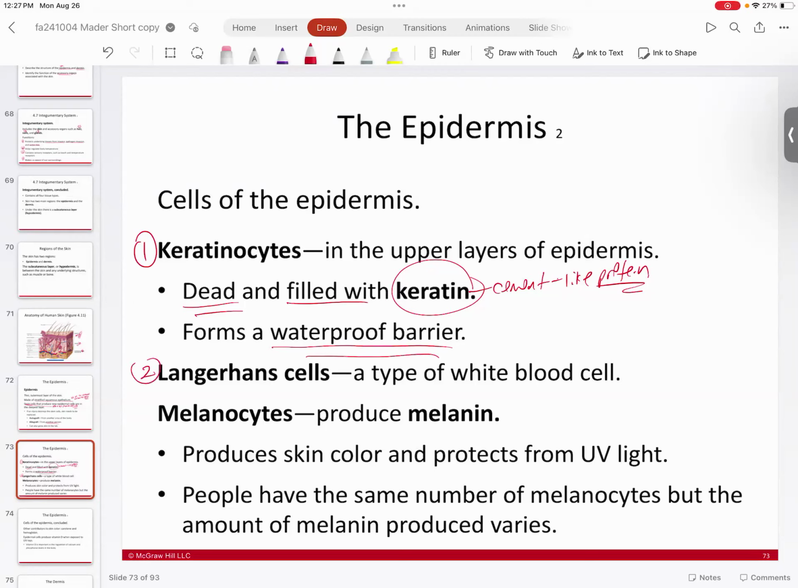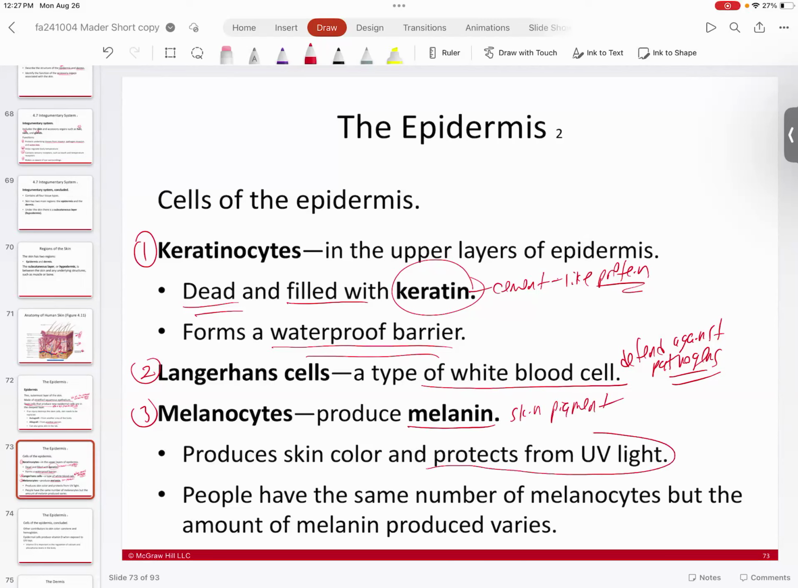In addition to that, you have what's called the Langerhans cells. These are a type of white blood cells that basically defend against pathogens. And then you have melanocytes, which produce melanin, which is your skin pigment. And this is what produces skin color. And what it does is your skin pigments will actually protect you from UV light. So it's a good thing to have melanin.